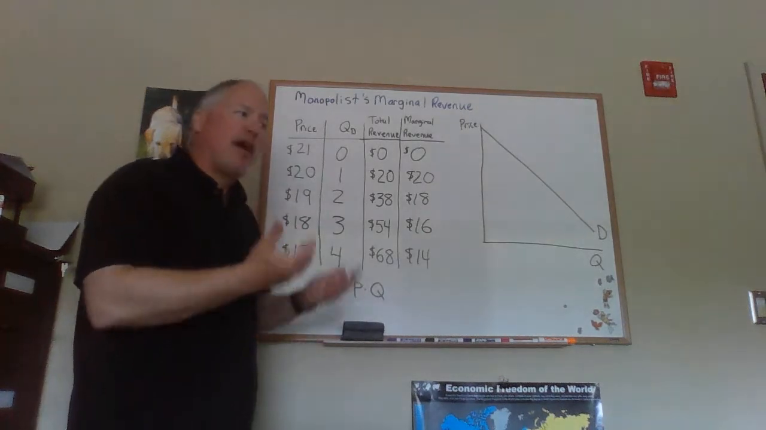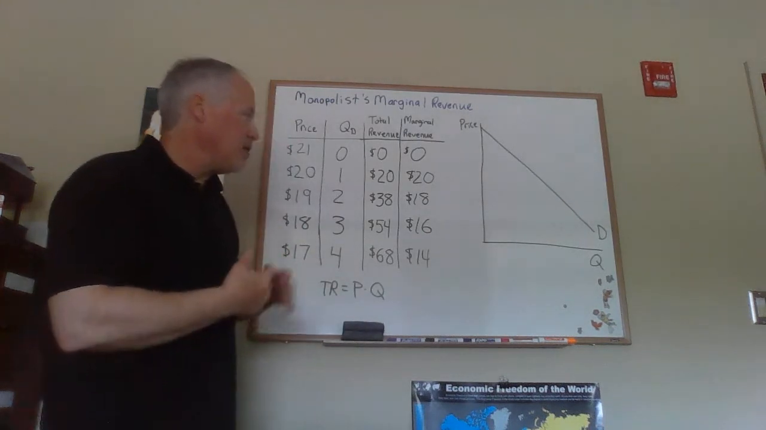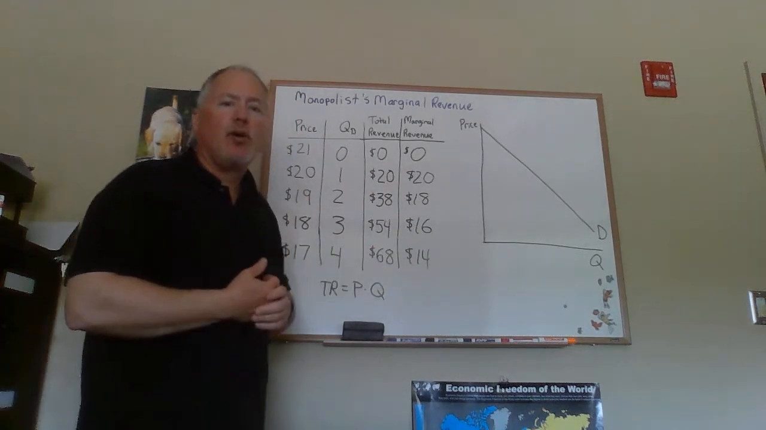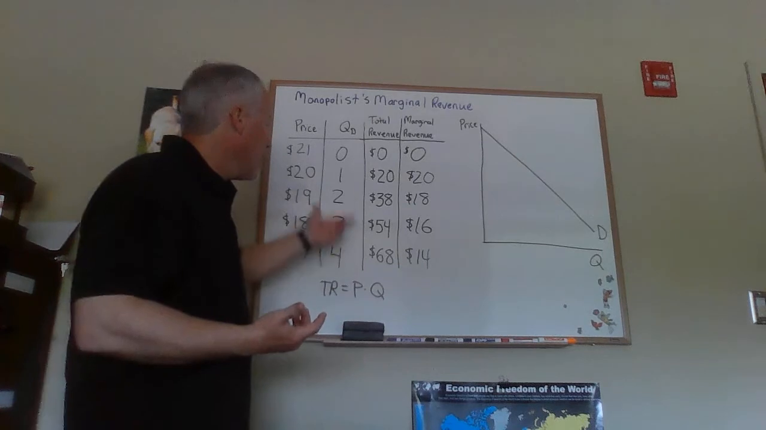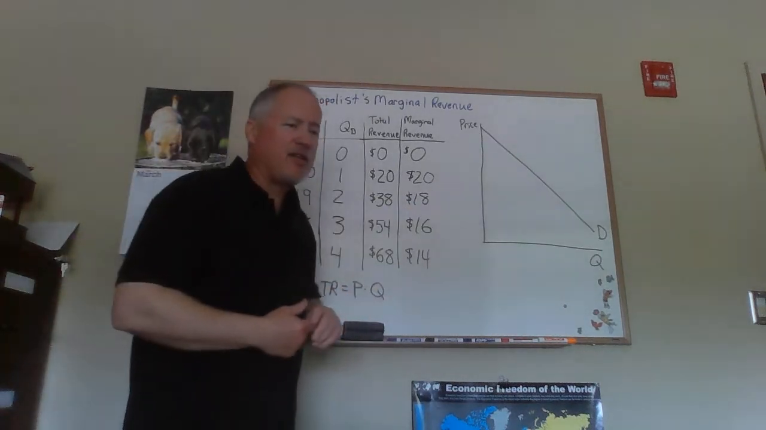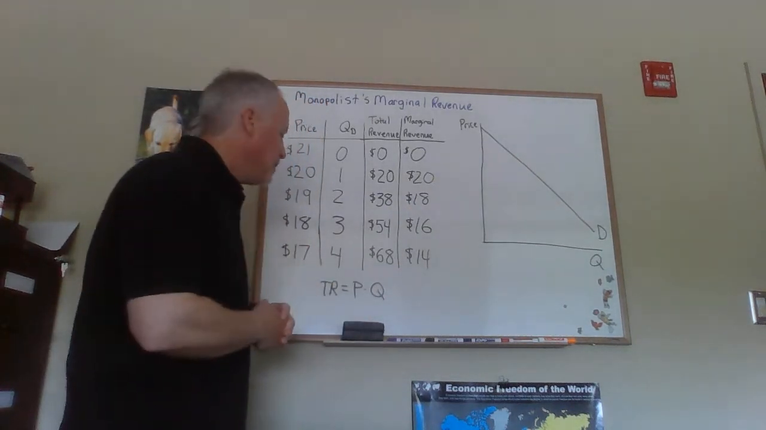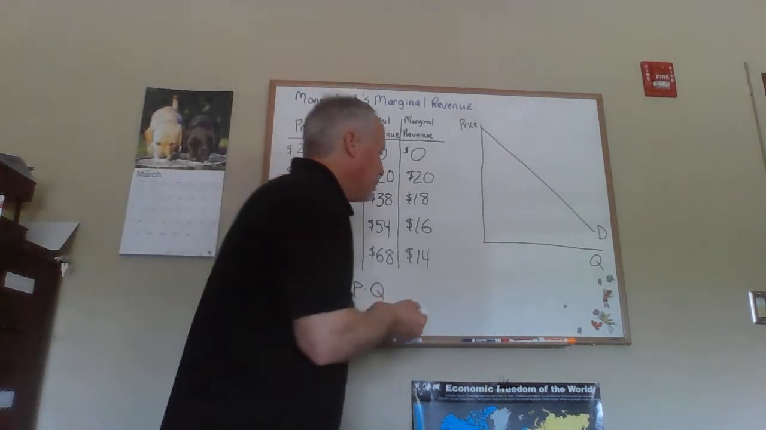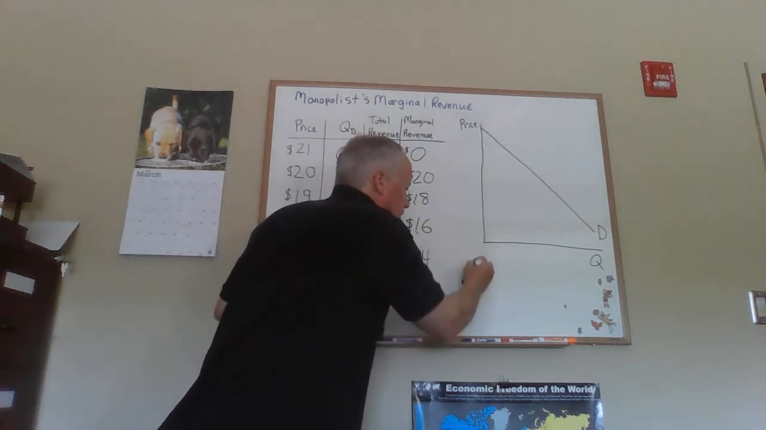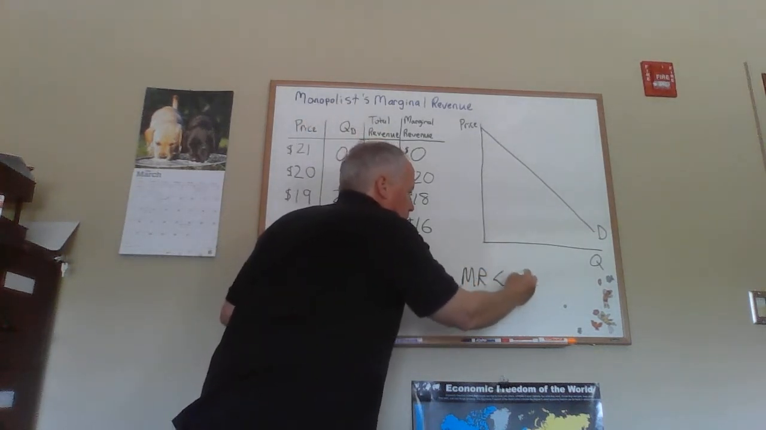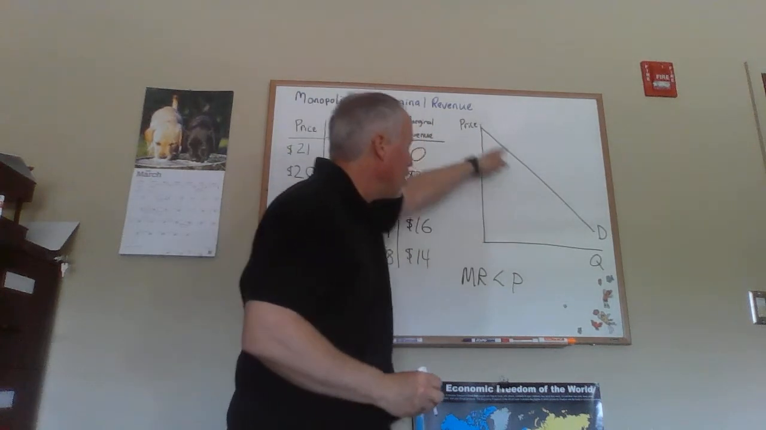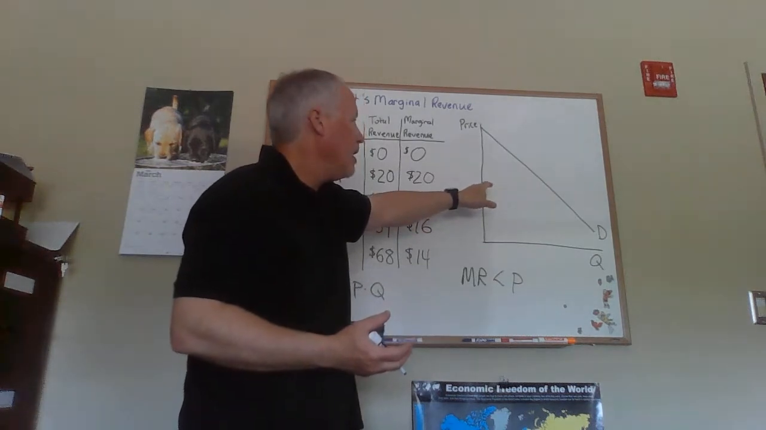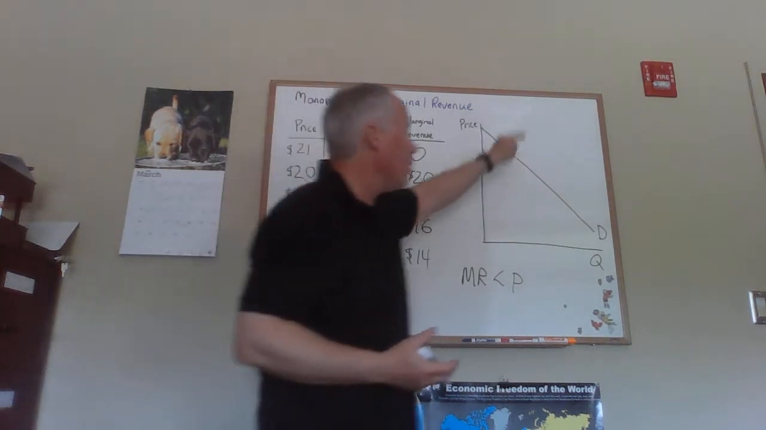So now we have to graph the marginal revenue curve. Marginal revenue is in dollars, and then we've got quantity, so we can graph it on the same axes as the demand curve. We know that the marginal revenue would be less than the price, and we're getting the price off the demand curve. So the marginal revenue curve has to be somewhere below the demand curve. It's not going to be above it.